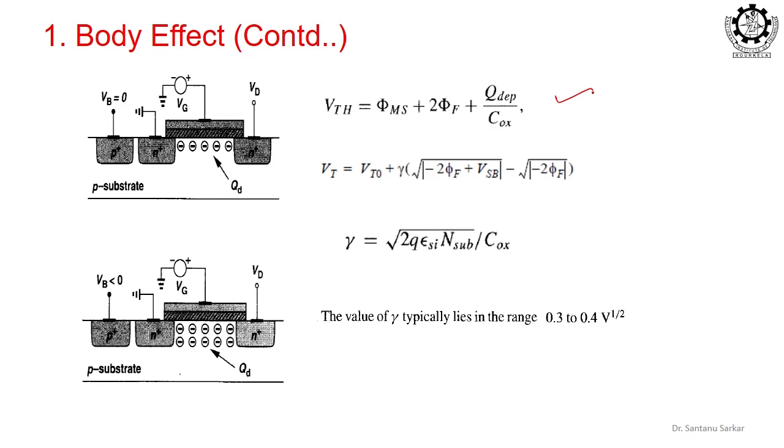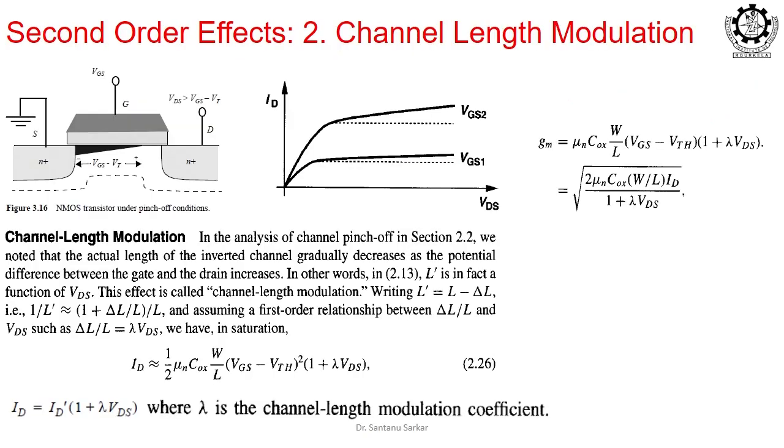When your V_GS just crosses this V_TH, your channel will start to invert. What is the meaning? Originally your substrate was P, now some electrons will come and form a channel, and if you add a positive drain voltage, you will get a channel current. That we discussed last day.